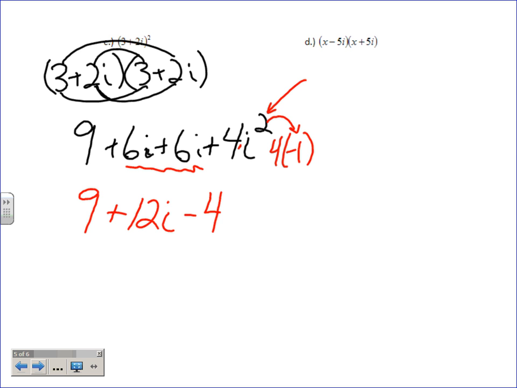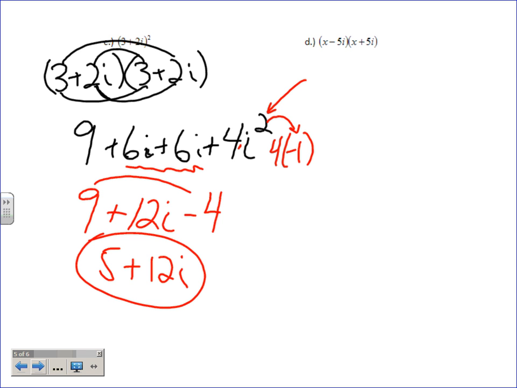And at that point, you might think, oh, there's no more we can possibly do. But actually, now that I've replaced that i squared with negative 1, there is more you can do. I can put the 9 and the negative 4 together. You get 5 plus 12i. Once you start doing imaginaries, they actually simplify more than some of the other binomials we've been doing. Again, this is a binomial, 3 plus 2i. It has 2 terms.